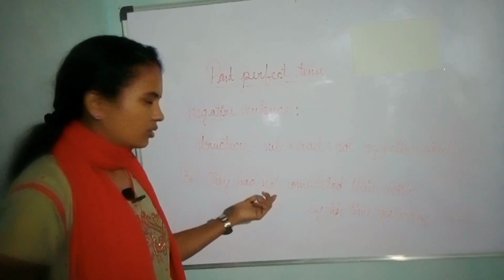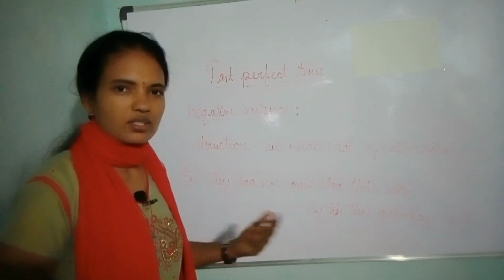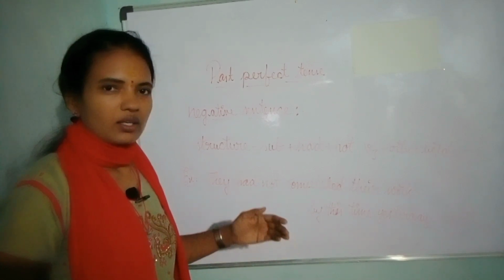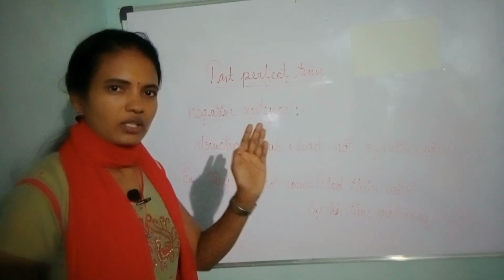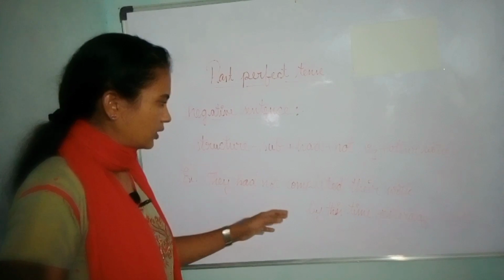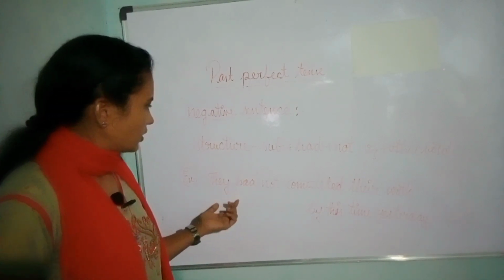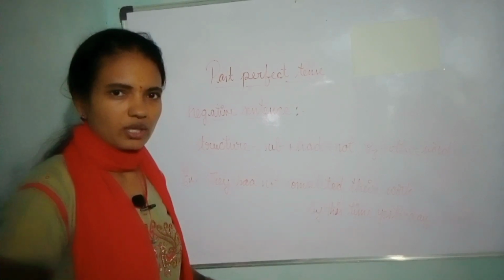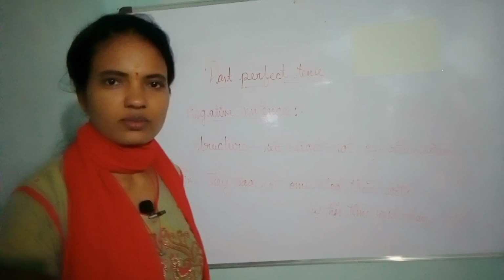So here not, this is negative sentence, right? So not completed their work by this time yesterday, which means they did not complete that work by this time. So we can use past continuous, they were working. So they had not completed their work by this time yesterday. This is the example of negative sentence of past perfect tense.